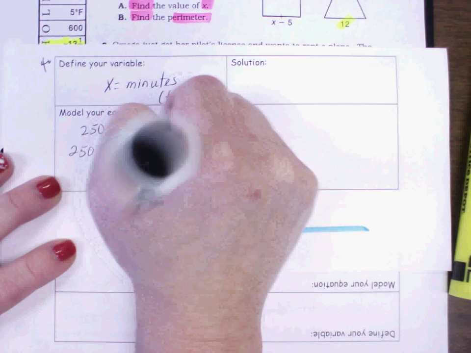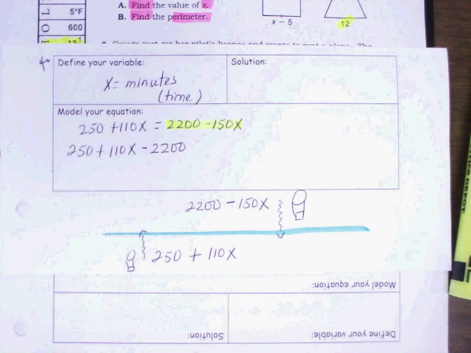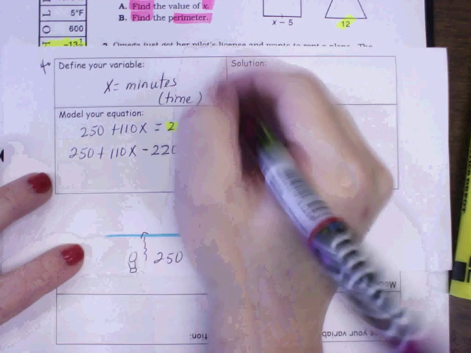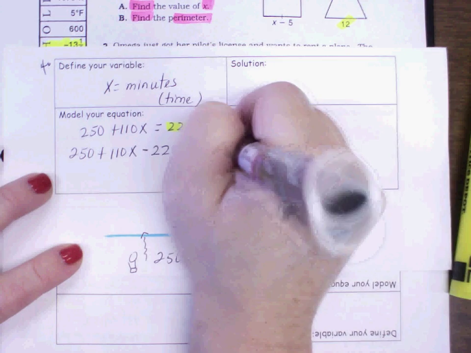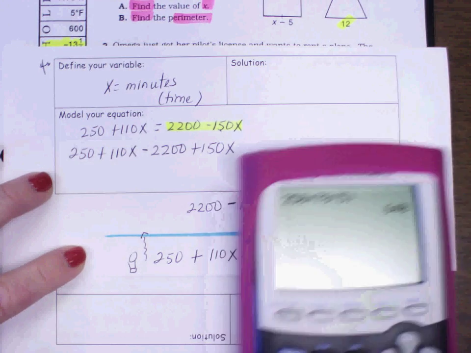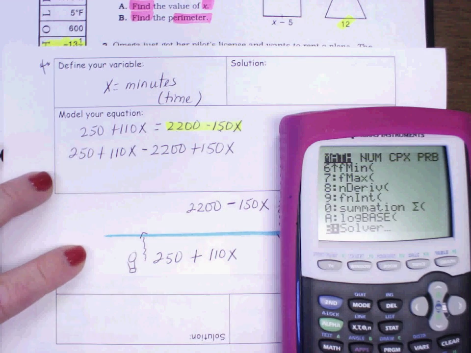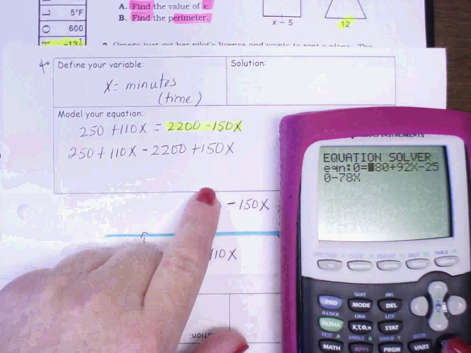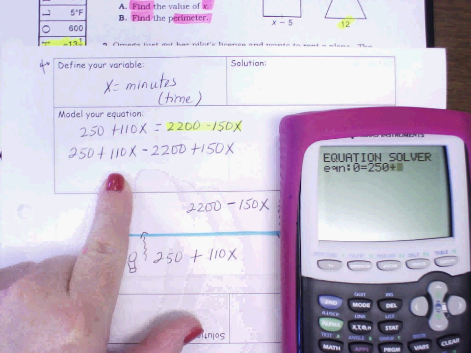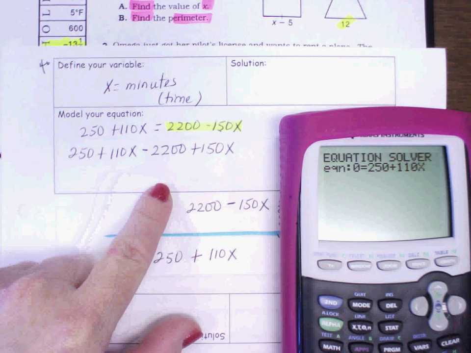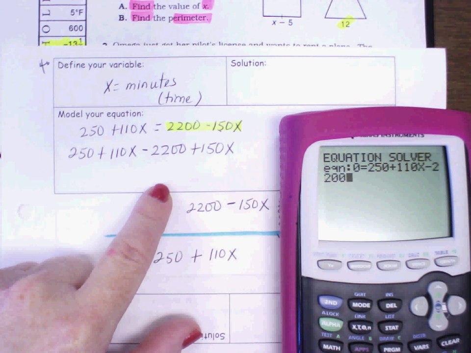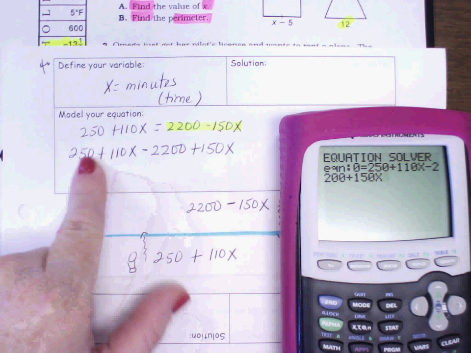Copy what you are not changing, what's not highlighted. Change all of this to its opposite. So instead of 2,200, minus 2,200. And instead of minus 150x, plus 150x. And then calculator takes over.